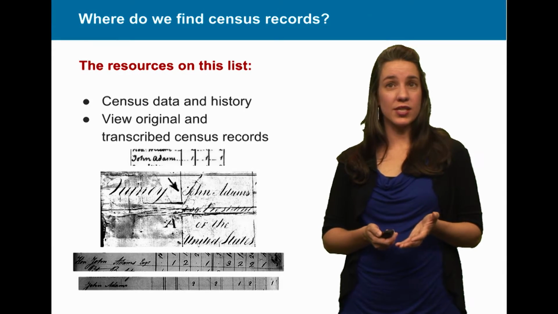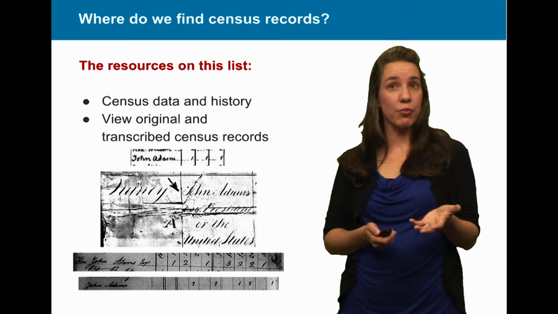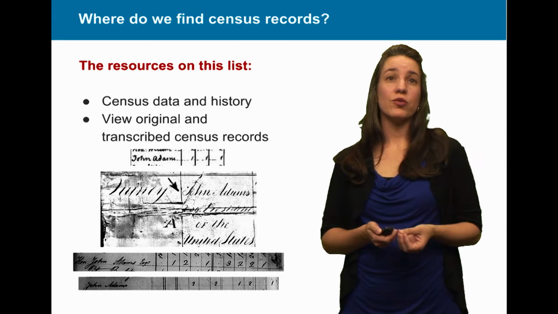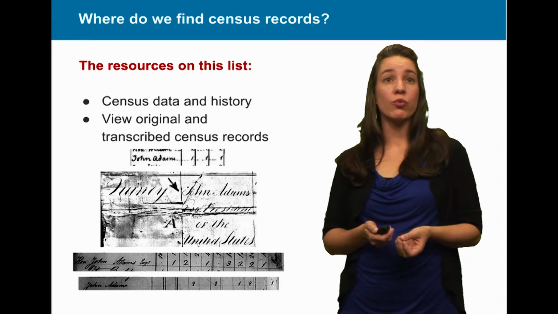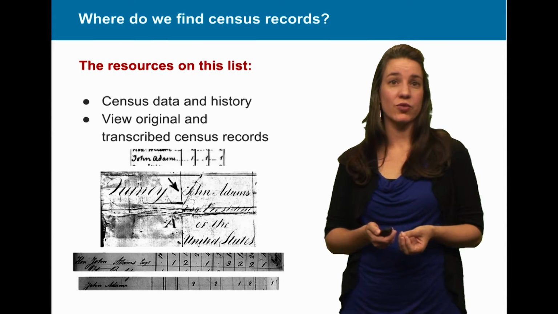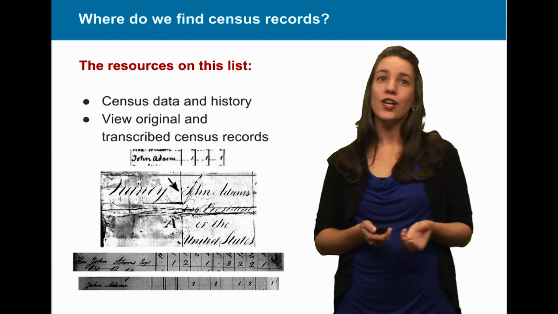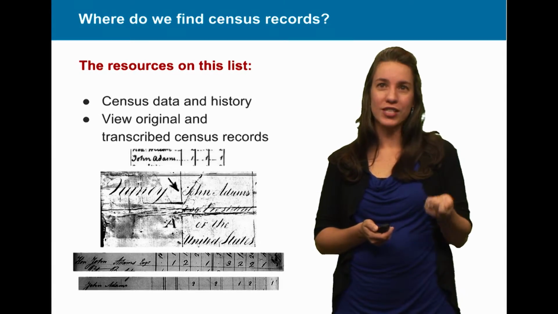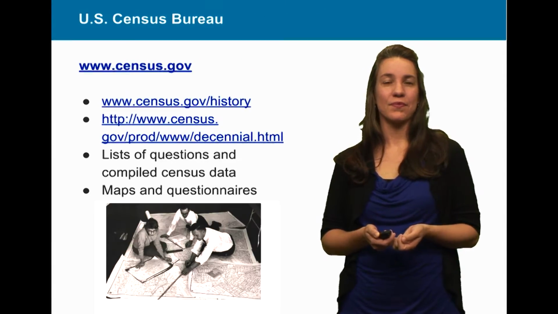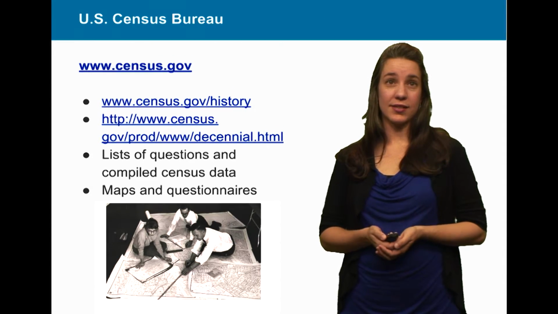So here's resources on a list that will show you where to get primary sources. They will show you census data and history, and then original and transcribed census records. So you can find things like John Adams in the census 4 different times. The best place to start is census.gov.